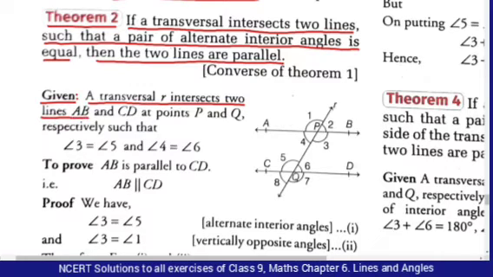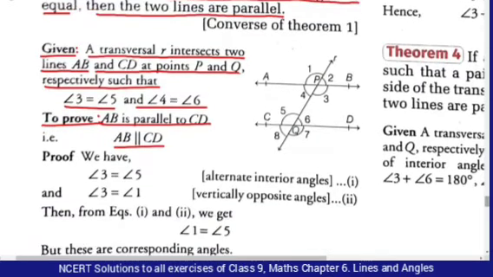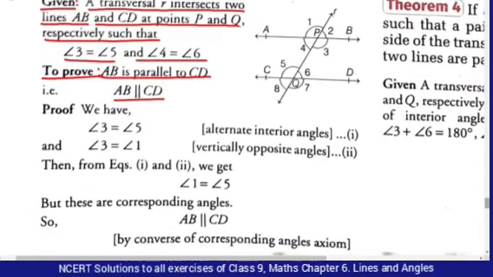Given: a transversal R intersects two lines AB and CD at points P and Q respectively, such that angle 3 is equal to angle 5 and angle 4 is equal to angle 6. Here we have to prove AB is parallel to CD.